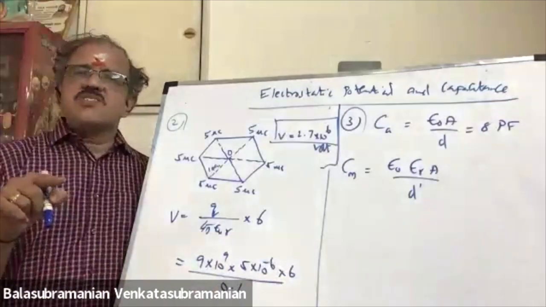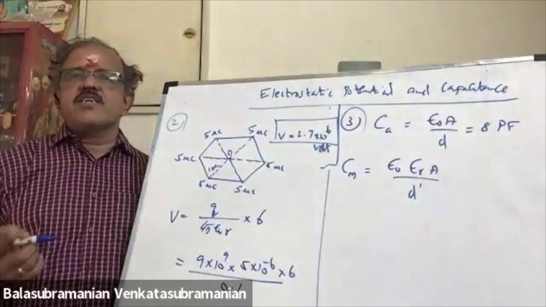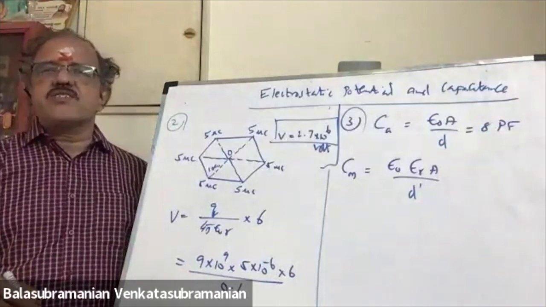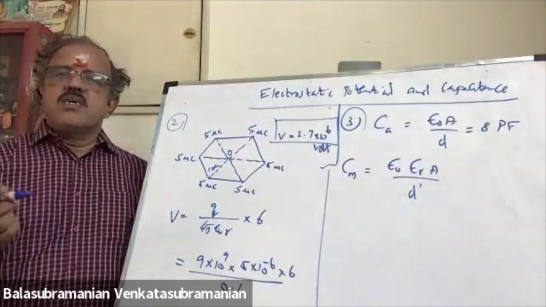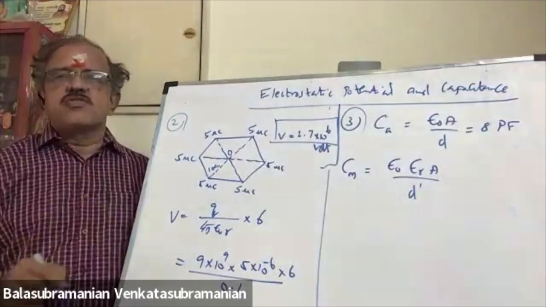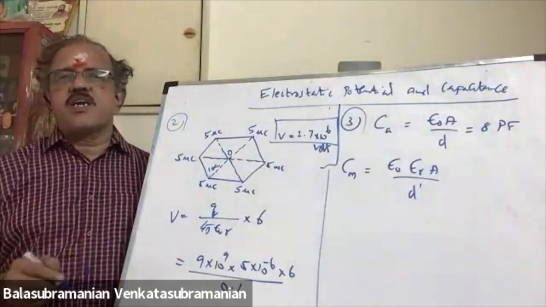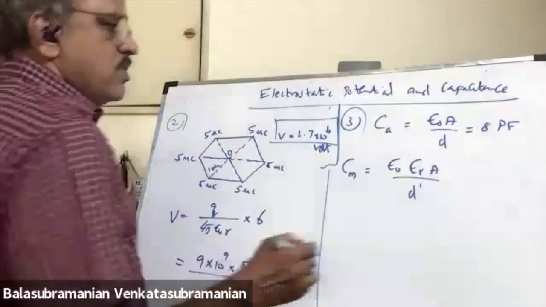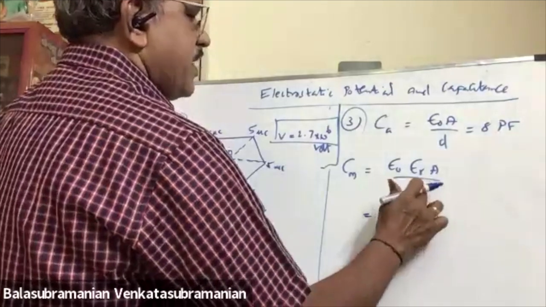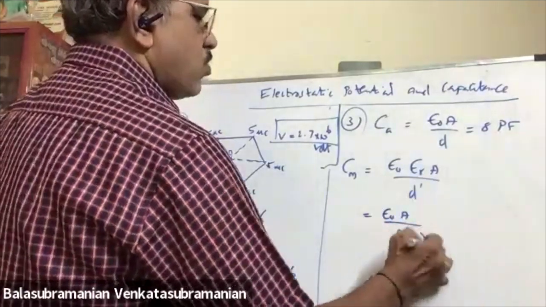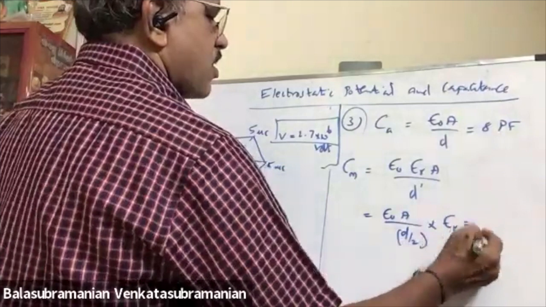the distance is changed here. Distance is reduced to half. So it cannot be D, it should be D dash. Moreover, a substance is introduced. So we have to multiply by epsilon R. So I can write epsilon naught A by D dash, D dash is D by 2, into epsilon R.